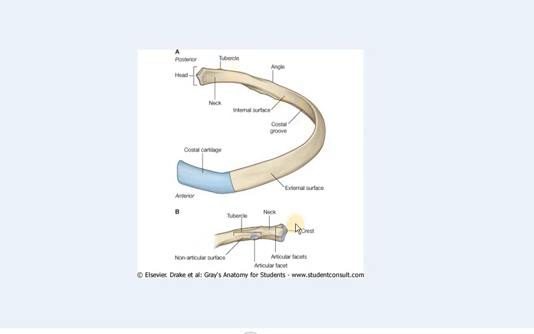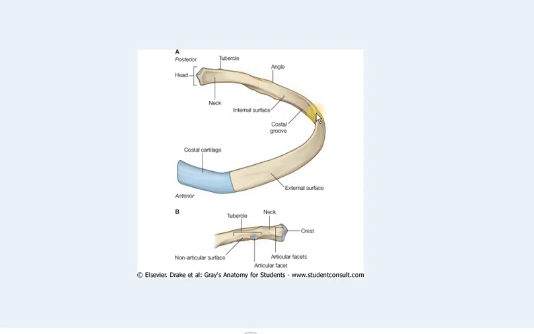In this diagram you can see this tubercle. Now this tubercle has two parts, an articular part and a non-articular part. This articular part lies on the medial side and the non-articular part of the tubercle lies on the lateral side. The articular part articulates with the transverse process of the corresponding vertebrae.